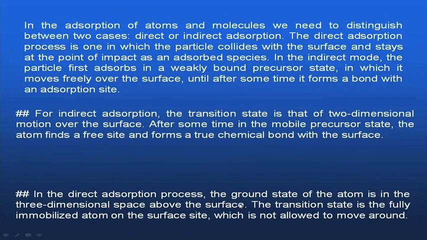So, it is thought that the ground state of the atom is in the 3 dimensional space over the surface of the metal, and the transition state is a fully immobilized atom on the surface, which is not allowed to move around. The transition state is a fixed state. It does not have the option to move here and there, unlike your indirect adsorption, for which the transition state is a 2 dimensional motion over the metal surface. Here it is not the case. Only there is a slice of volume space over your metal surface. The atoms are initially there, and then eventually they will stick onto the metal surface. So, this way the other option, the direct adsorption process, occurs.